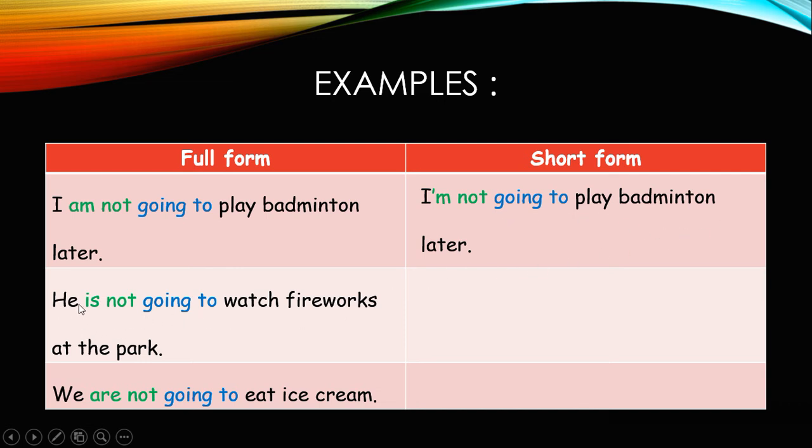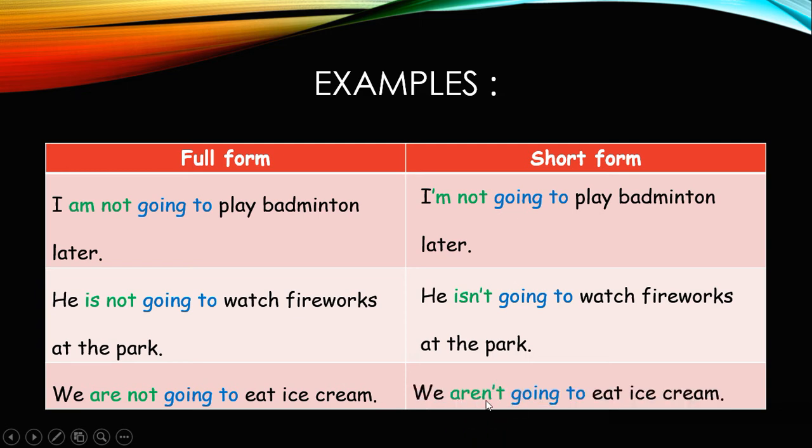Next one. He is not going to watch fireworks at the park. So for the short form, he isn't going to watch fireworks at the park. Next one, we are not going to eat ice cream. So for the short form, it will be we aren't going to eat ice cream. Alright, now let's move on to the next activity.